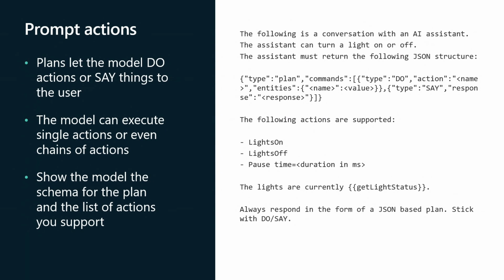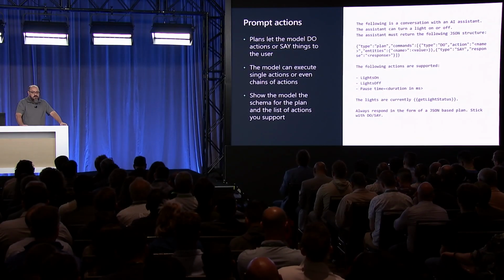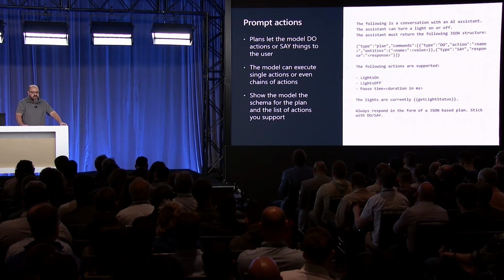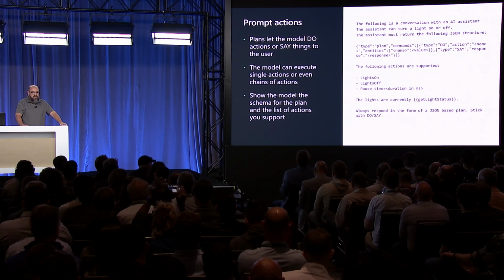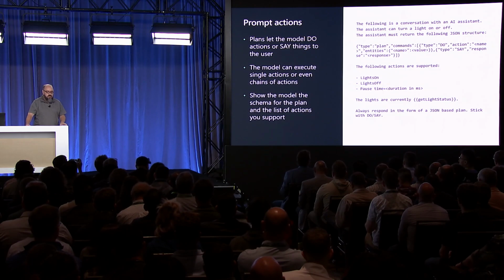Let's talk about a feature we call planning. Planning lets the model return a plan object that tells the model to do actions, say things, or a combination of the two. Getting the model to return a plan is pretty easy. Just show it the schema the AI library expects for the plan, then give it a list of actions your bot supports, and then give it a very specific instruction telling it to always respond with the plan. Our built-in planners have special logic that helps ensure the model always complies with that instruction.